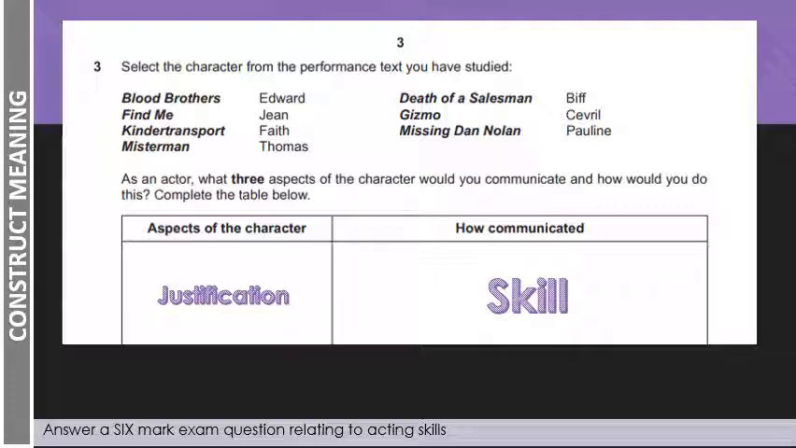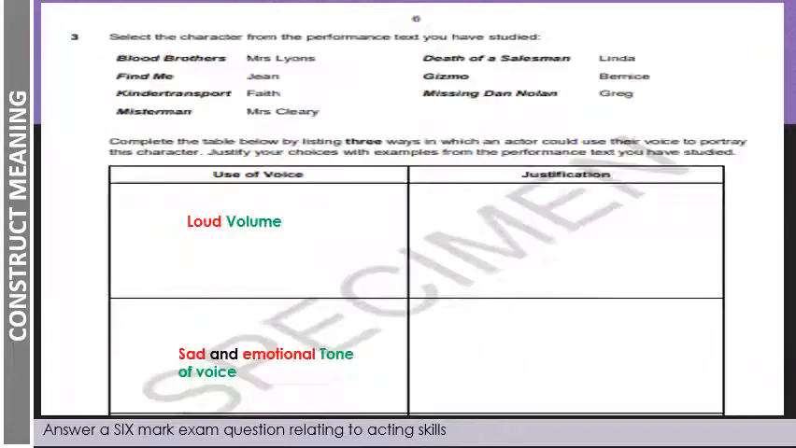Okay, so the first thing you need to do after breaking down the question is figure out which is the justification box, which is the skill box. So let's go back to the original question, which is this. Select the character from the performance text you've studied. Complete the table below by listing 3 ways in which an actor could use their voice to portray this character. Justify your choices with examples from the performance text you have studied.